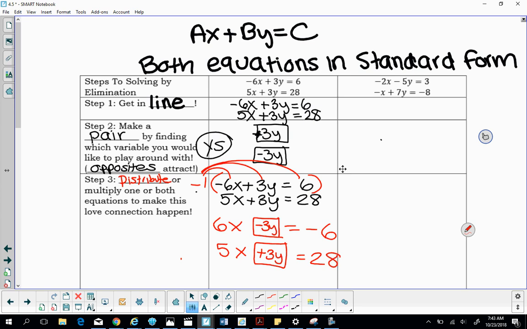And so, yeah, we don't have to do anything to the second one because it's already positive 3y. So I did this first. I wrote the boxes first so that I can see, okay, what do I want and how am I going to get there?